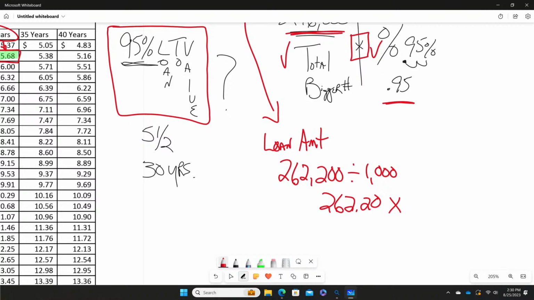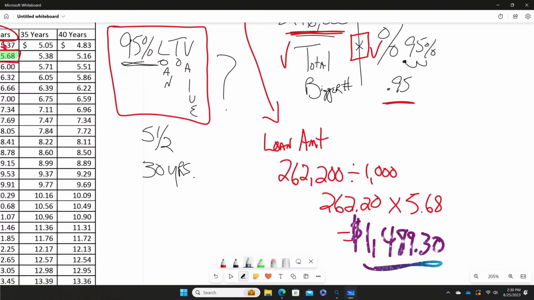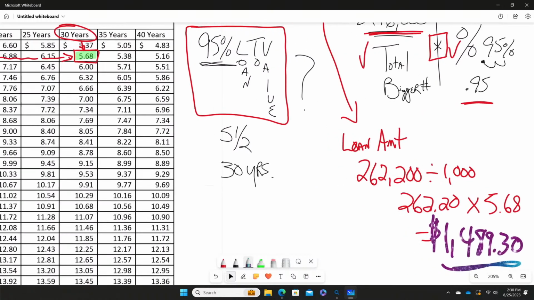So $5.68 means the monthly payment is $1,489.30. That may be what you're going to see on the test.